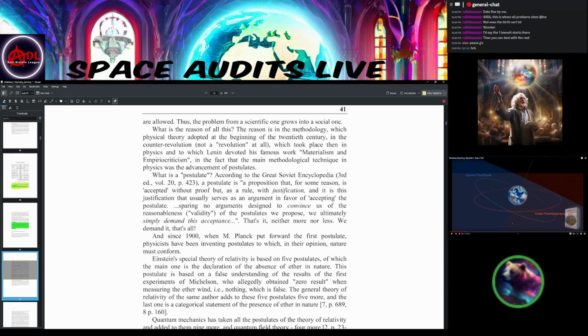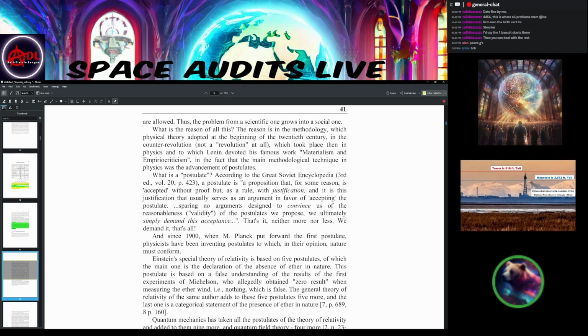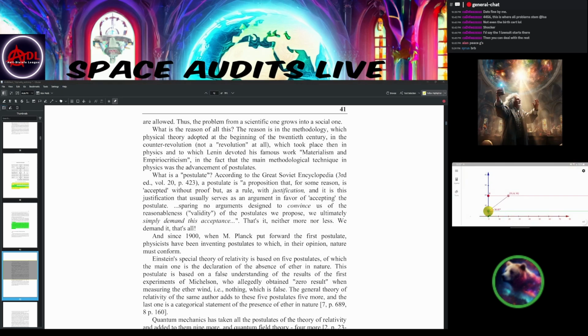What is the reason for all this? The reason is in the methodology which physical theory adopted at the beginning of the 20th century in the counter-revolution, not a revolution at all, which took place in physics, and to which Lenin devoted his famous work Materialism and Empirio-Criticism. In fact, the main methodological technique in physics was the advancement of postulates.